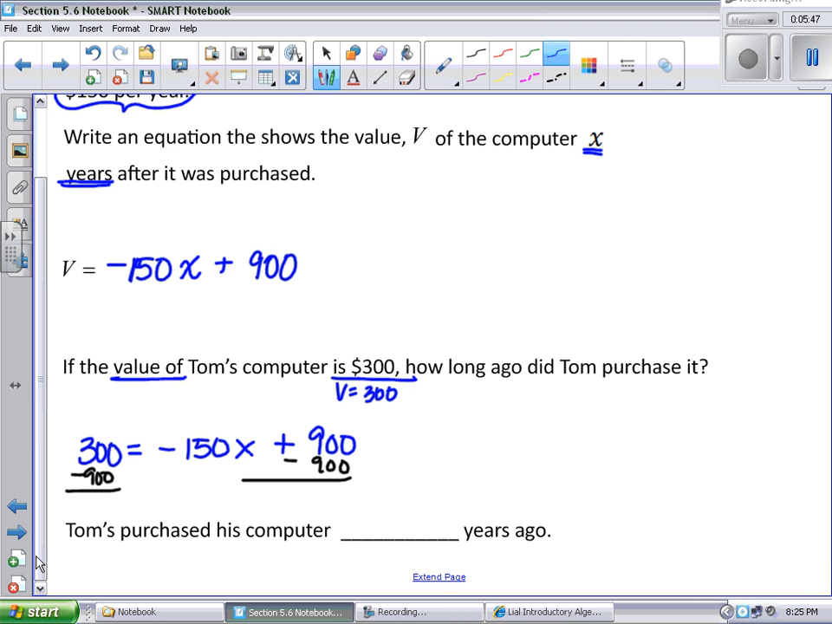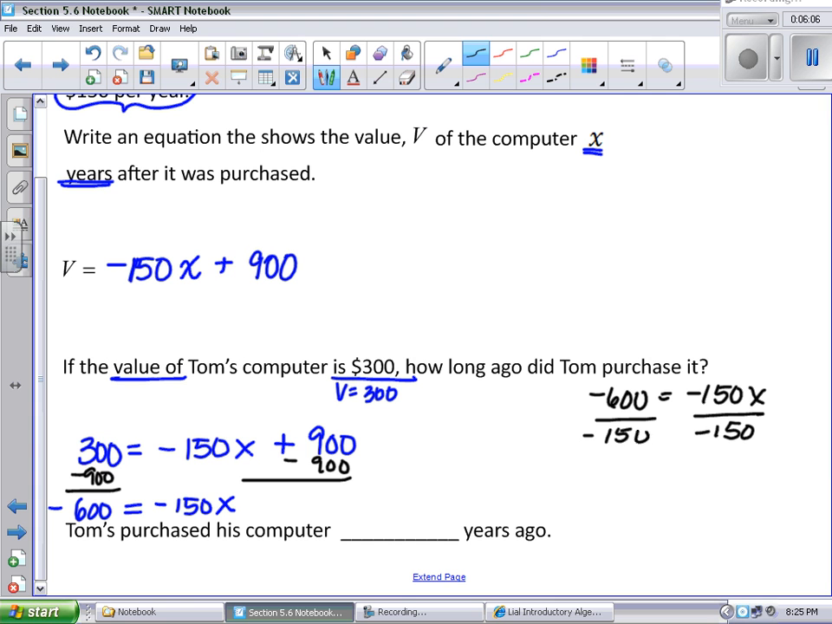I get negative 600 equals negative 150x. And to solve for x, we need to divide both sides by negative 150. And that gives me 4 equals x. So Tom's computer is 4 years old. He purchased his computer 4 years ago.